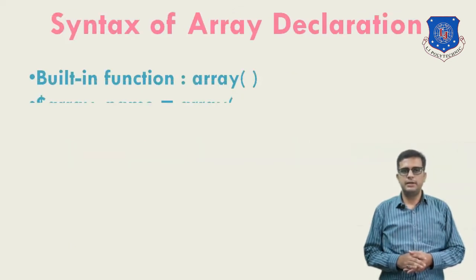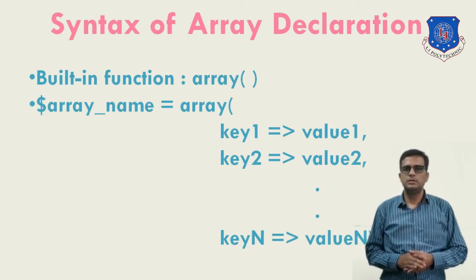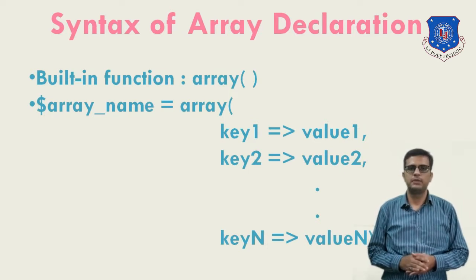Arrays are declared using a built-in function named array in PHP. This is the syntax of declaring an array. Here we have to pass multiple key value pairs to the array function, and we have to define the elements of the array. Key and value parts are separated by the arrow symbol as shown here.